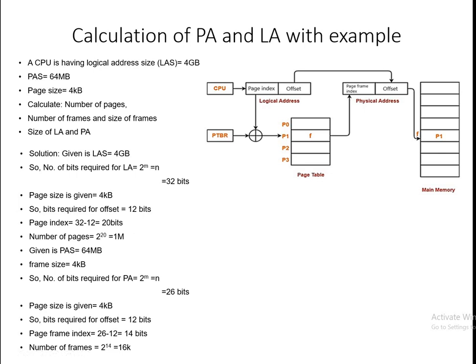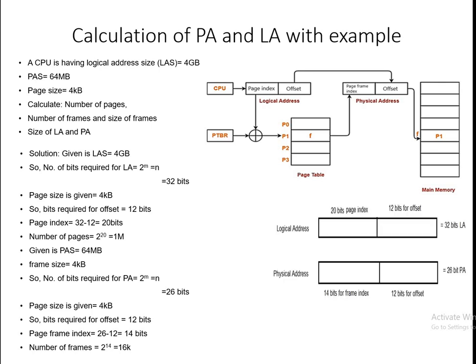So this is the concept of virtual memory, which is very important to increase the execution speed of today's processors and computers while using less main memory, which also reduces the overall cost of the computer. So this was how we can calculate the physical address and logical address.